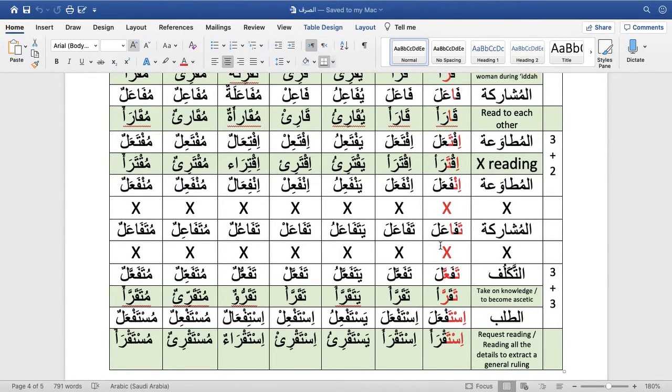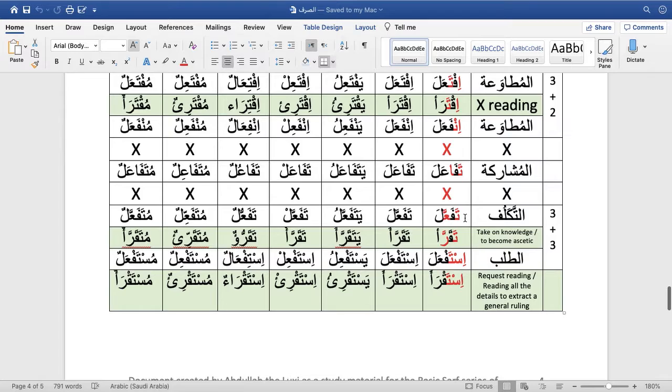Then tafa'ala, it would be taqara'a. Meaning again, read to each other. Again, I have not found this wazn, not in Mukhtar al-Sihah nor al-Mu'jam al-Wasit. Then we have tafa'ala, taqarra'a, and we said that this means a takalluf, takalluf being taking something onto yourself.